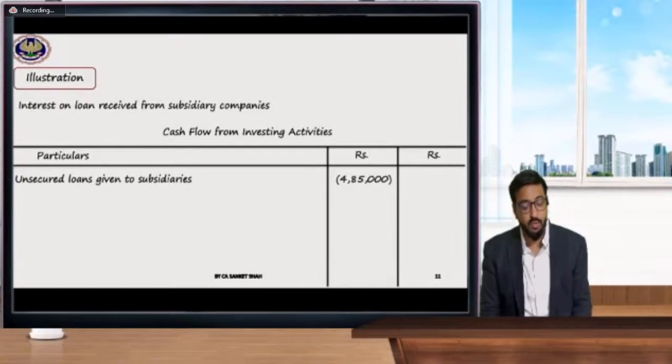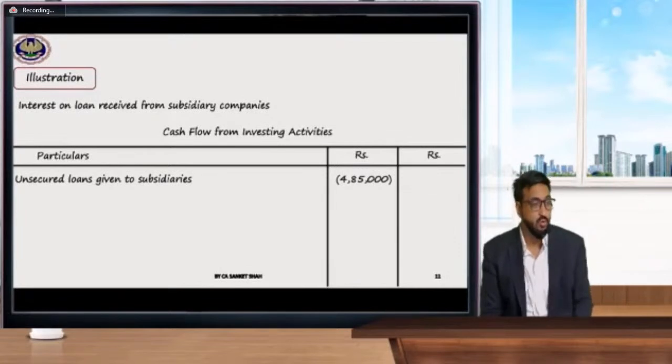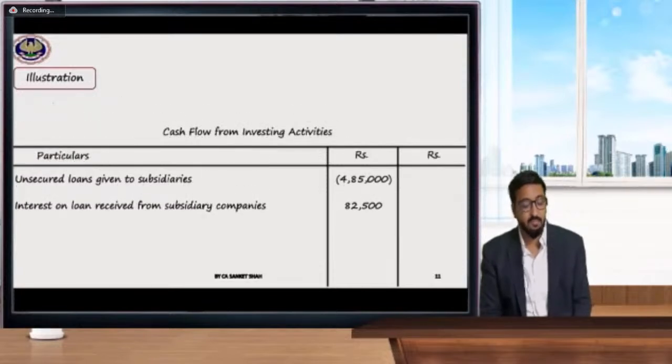Interest on loan received from subsidiary companies. Interest on loan, बेटा investing activity था ये. This is investing activity. Someone has written this is financing. No, we have invested in that subsidiary company and we are getting interest on loan. So whether it is inflow or outflow, inflow. So interest on loan from subsidiary company is your inflow, positive figure. Inflow, investing activity का.